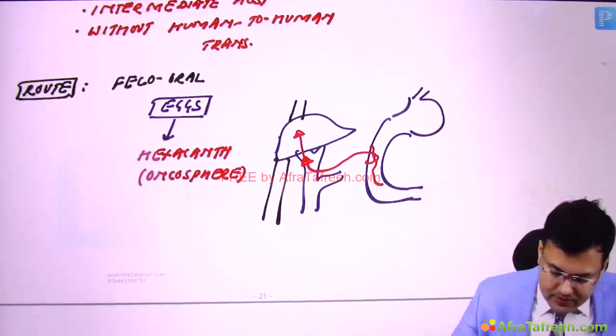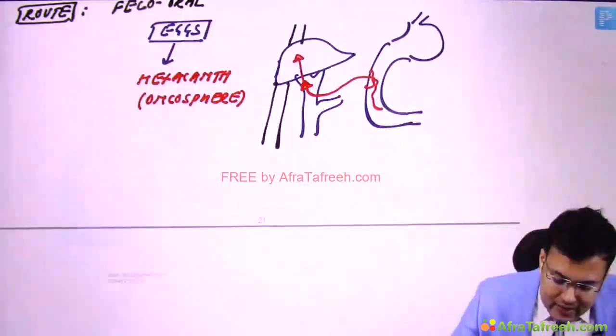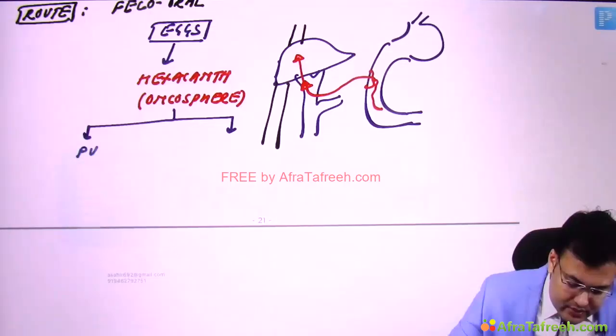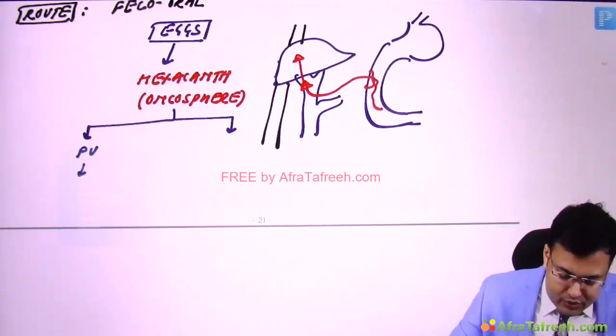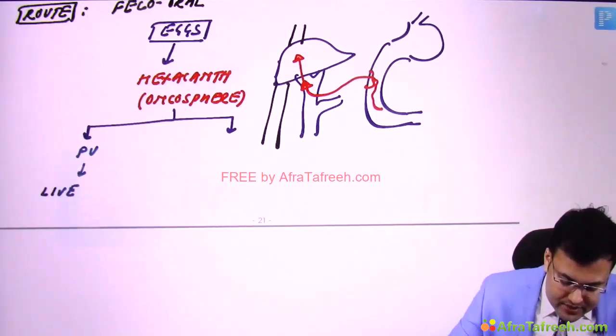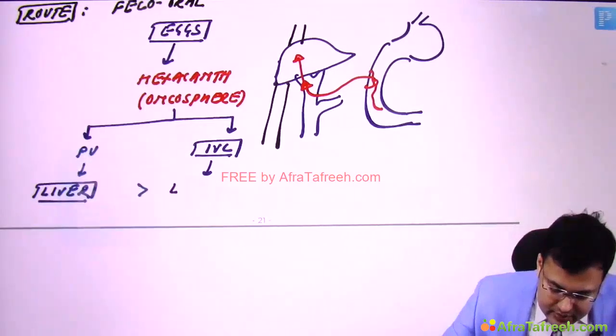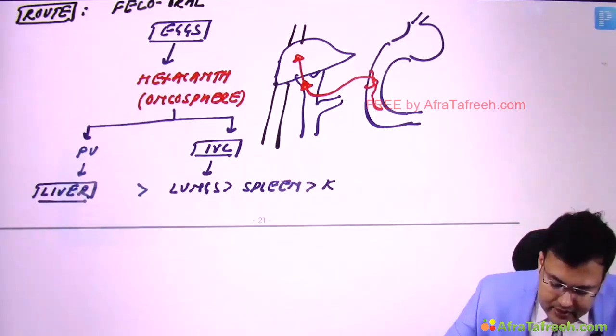So there are two routes. This hexacanth larva, it can either enter the portal vein, and if enters portal vein, what? There is involvement of liver. And if it enters IVC, so there is involvement of what? Lungs. There is involvement of spleen, kidney, brain, and bone.